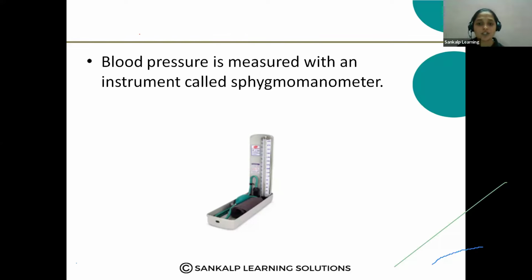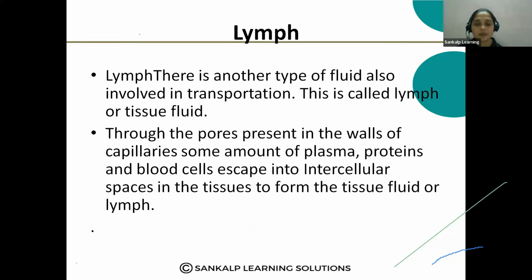Okay, how the oxygenated blood and deoxygenated blood are transported in the heart. So this last topic about transportation in human beings is the lymph. So what is that lymph? Lymph is nothing but a tissue fluid. So what is this tissue fluid?